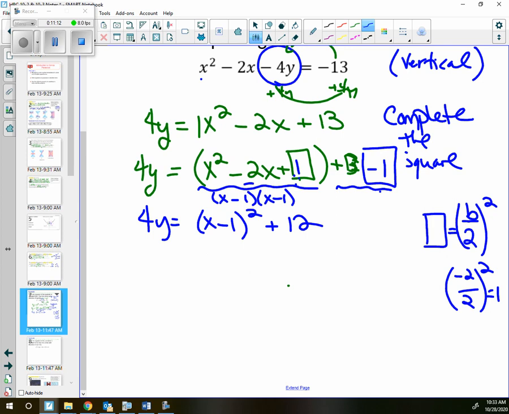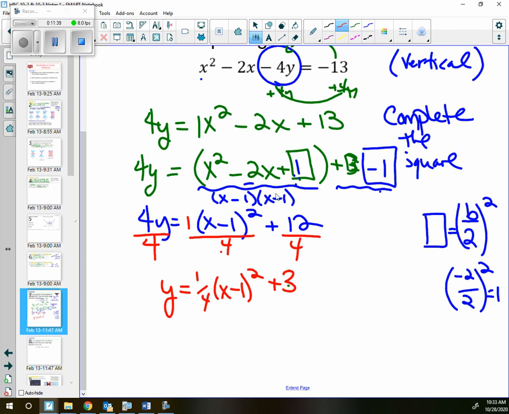So we're almost there. All we need to do now is deal with this 4. Notice I didn't really do anything with that because that's going to be part of that a value that I'm going to have out front. So I'm going to go ahead and divide everything by 4. So every single term in the entire equation has to be divided by 4. I guess for the first one, I'm going to think of what this coefficient would be then. So 1/4 times x minus 1 squared, and then plus 12 divided by 4 would be 3. So make sure you divide everything.